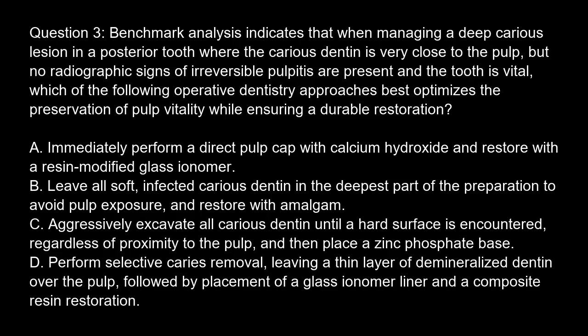Option C. Aggressively excavate all carious dentin until a hard surface is encountered, regardless of proximity to the pulp, and then place a zinc phosphate base. Option D. Perform selective caries removal, leaving a thin layer of demineralized dentin over the pulp, followed by placement of a glass ionomer liner and a composite resin restoration.